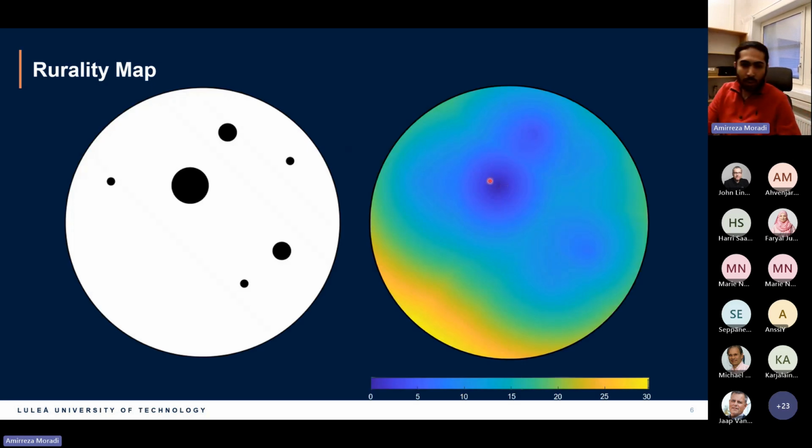On the right side, you can observe the rurality map, where the darkest color indicates the least rurality, and when the color tones get lighter, that indicates the most rurality. You can observe in the southwest of the country the extreme rurality, and the borders between those cities are also clear in these areas.